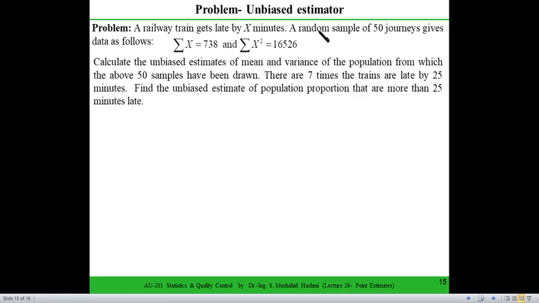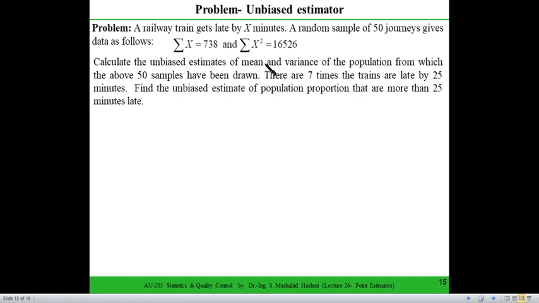Let's say you have another problem in which a railway train gets late by X minutes. So X is a random variable. It could be 5 minutes, 10 minutes, or 30 minutes, whatever it is. A random sample of 50 journeys gives this data: the sum of the times in which the train is late is 7:38, and the sum of X square is this value. Calculate the unbiased estimate of the mean and variance of this population from which the 50 samples have been drawn.